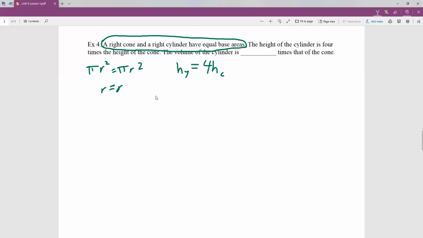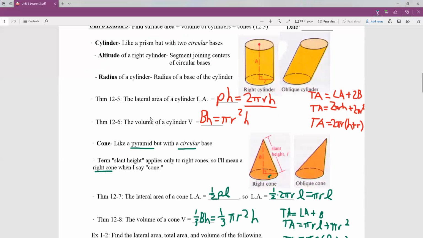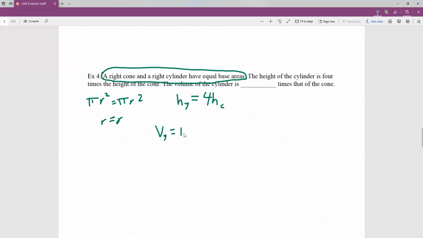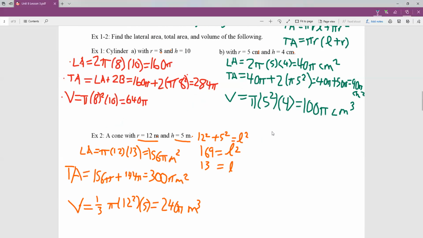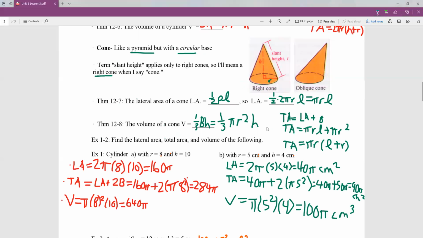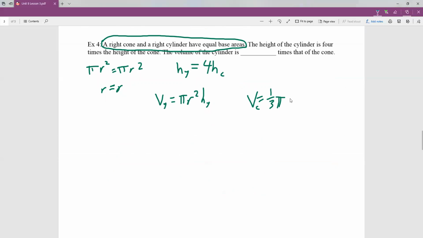So the volume of the cylinder, let's check. Volume of the cylinder is pi r squared h, so pi r squared hy. The volume of the cone is equal to 1/3 pi r squared h, so pi r squared hc.